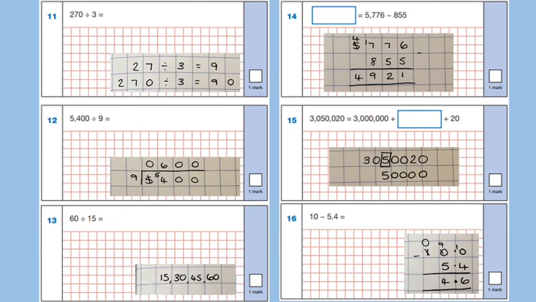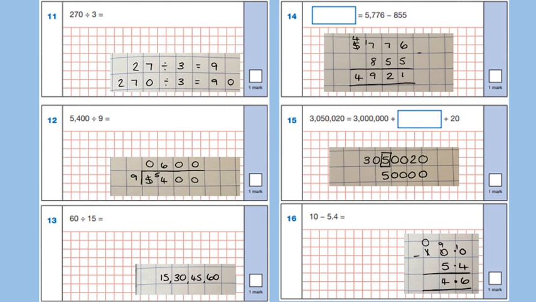Number 15, so this is a partitioning question. This is all about place values of digits within your number. So as you can see, the first number has been written down for you, which is 3 million, because the first number that you get to, if you read the number across, is 3 million. The next number is a zero. That means there's no value in that column, so we don't need to worry about it.